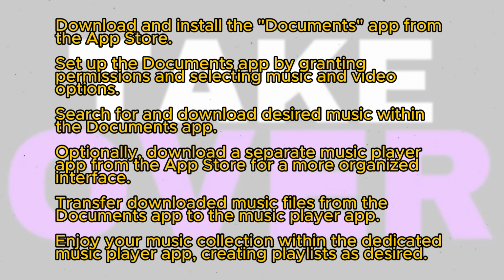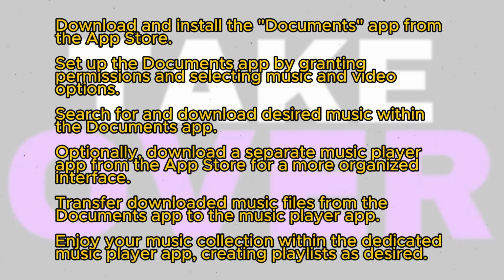Next, within the Documents app, navigate to the browser function. Here, you'll search for the music you wish to download. Opt for royalty-free music to avoid copyright issues, especially if you plan to use the songs for public purposes. Once you've found the desired music, initiate the download process. The music files will be saved within the Documents app itself.